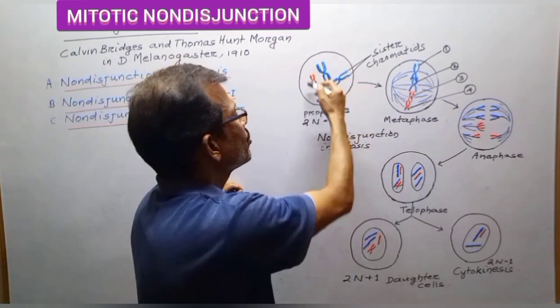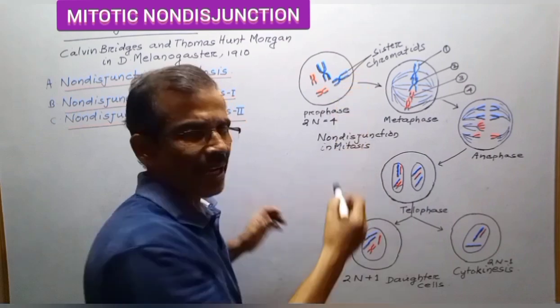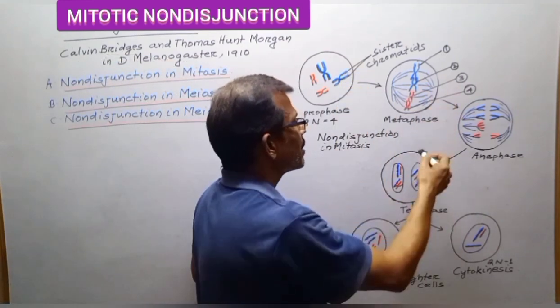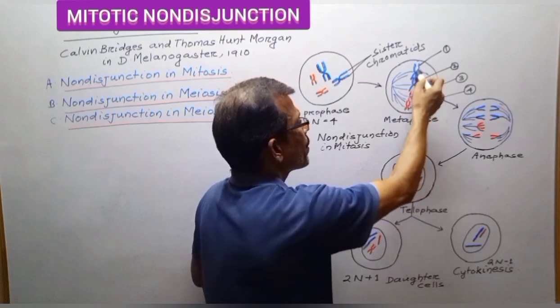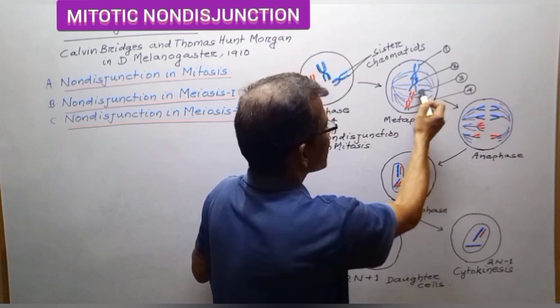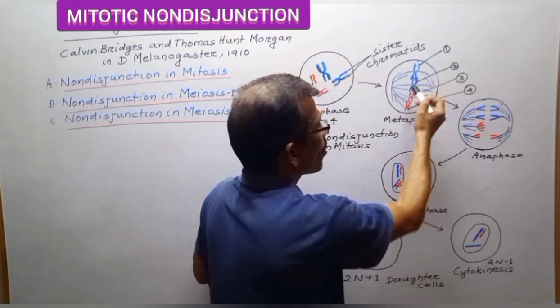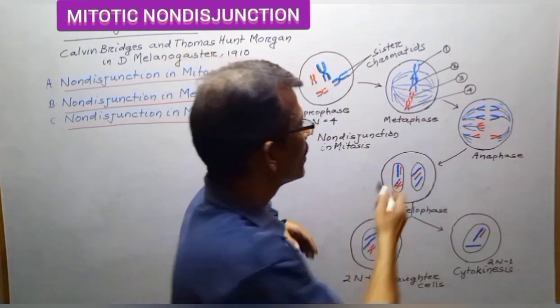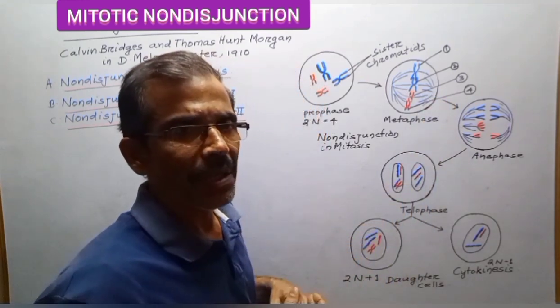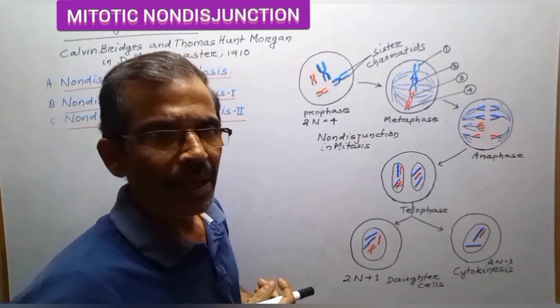In prophase, the nuclear envelope breaks down and chromatin condenses. In metaphase, chromosomes are lined up at the metaphase plate and microtubules are attached to the kinetochore of each chromosome. It is the microtubules which pull the sister chromatids to opposite poles.